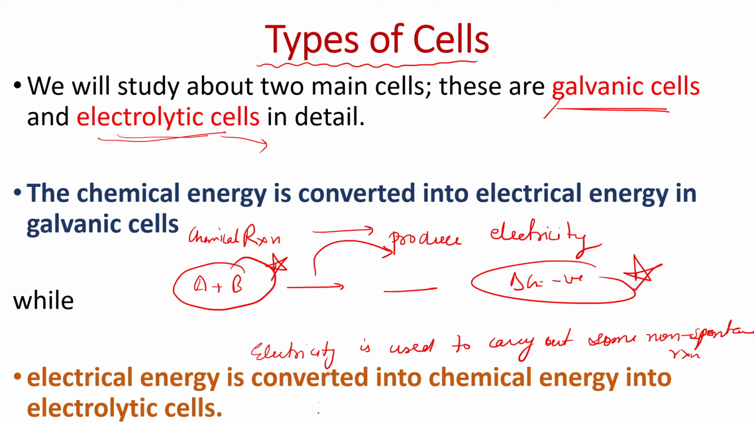But let's say if A to B is non-spontaneous, delta G is positive. So in order to carry out such a non-spontaneous reaction, we need to provide some extra force. That extra force will be provided by electricity or electrical energy that will carry out the non-spontaneous reaction A to B with that external force.